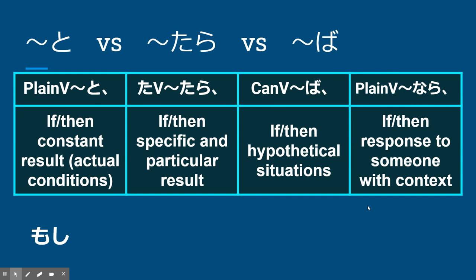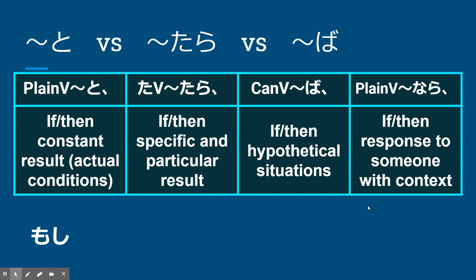So to and tara and ba are if-then sentences. They're very much if blank, then blank. In English, remember, the cause and effect can go all over the place. In Nihongo, the cause is always first and then the effect comes afterwards. They are all used in if-then sentences. There, I have listed the different ways of using them: plain form verb plus to, ta form plus tara, e form verb plus ba, and then plain verb plus nara. These are the four ways of saying if or then.